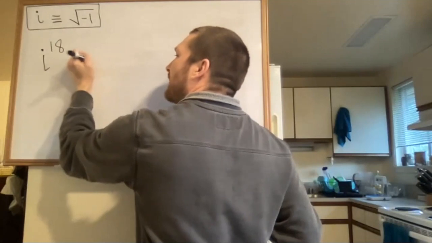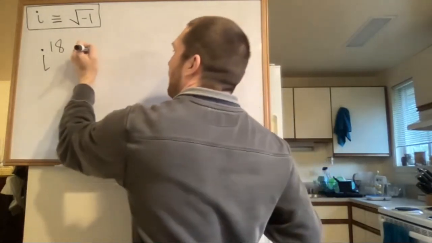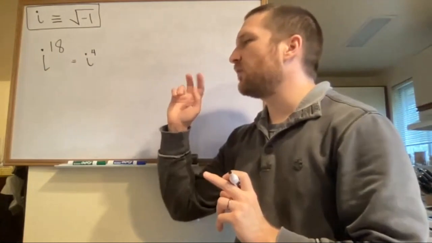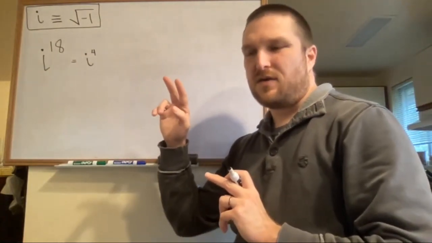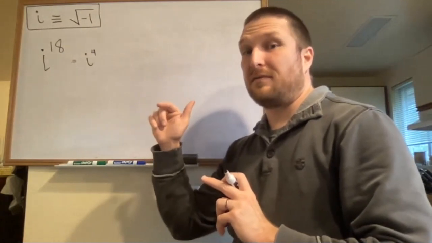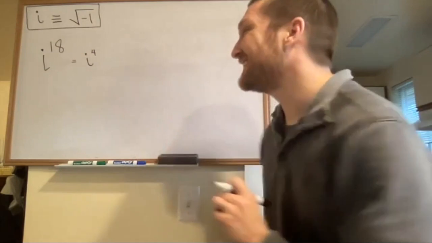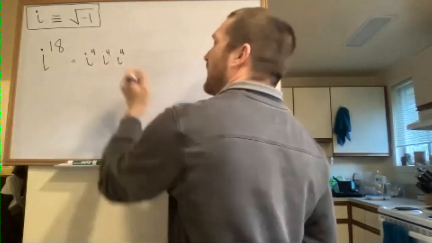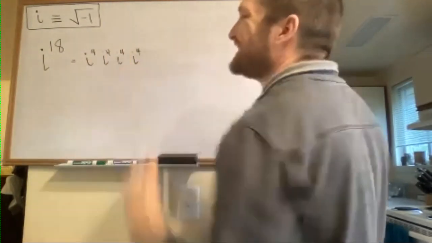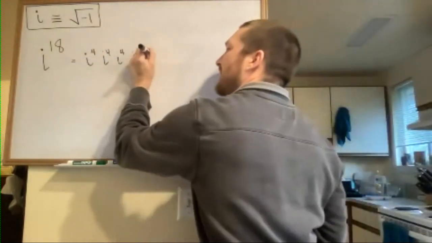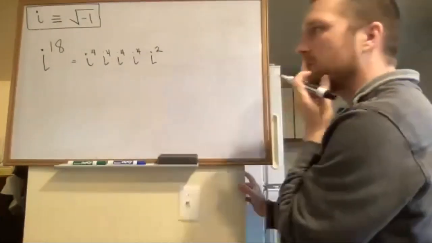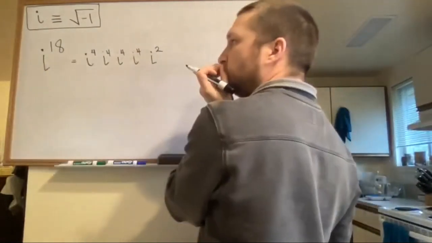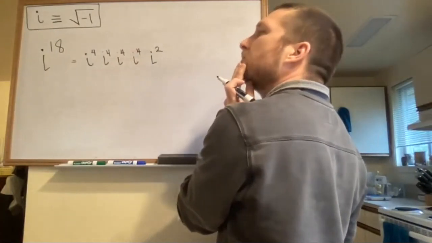So what I'm going to do is think about it like this. i to the fourth. So wait a second. Four plus four is eight, right? Plus another four would be 12. Plus another four would be 16, and I have a total of 18, so I'm left with two left over. Does this work out to be a total of 18 i's? Yeah, it does, right?